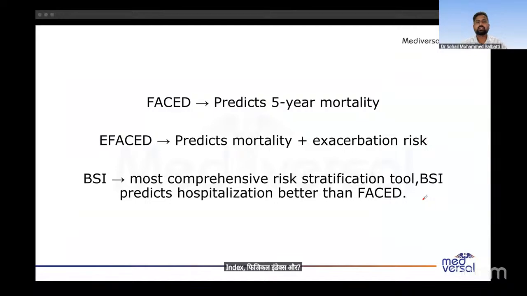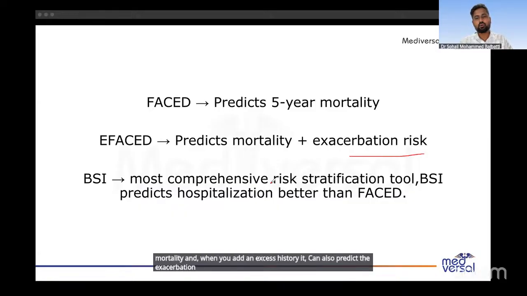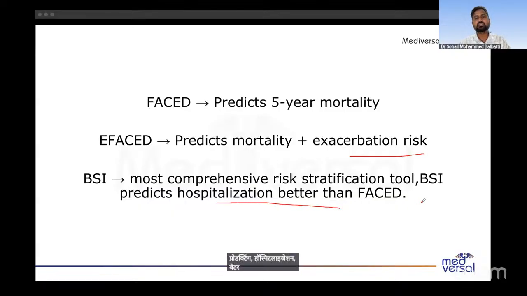So FACET predicts 5-year mortality, and when you add an exacerbation history, it can also predict the exacerbation risk. But the most comprehensive risk stratification tool is the BSI, which helps in predicting hospitalization better than FACET. But it is a little more cumbersome. You have to take a height and weight to calculate the body mass index.